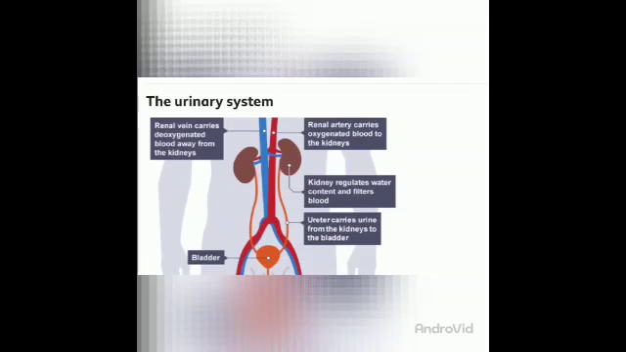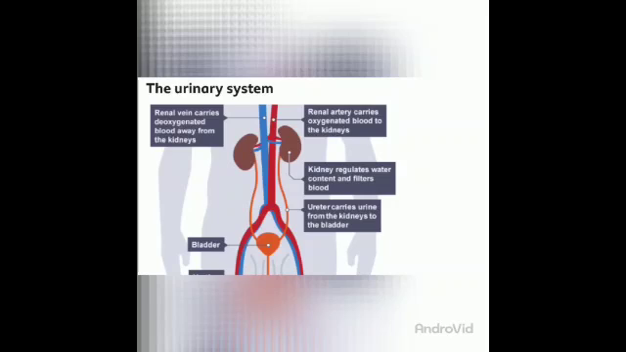Now let's learn about the urinary system. Here you can see the blue and the red color veins which are called renal veins. So the renal vein carries the deoxygenated blood away from the kidneys, and the red one, the renal artery, carries oxygenated blood. And the difference between oxygenated and deoxygenated blood is, oxygenated blood is the blood which is added with oxygen, and deoxygenated blood is devoid of oxygen. That means oxygen is not present in this type of blood.